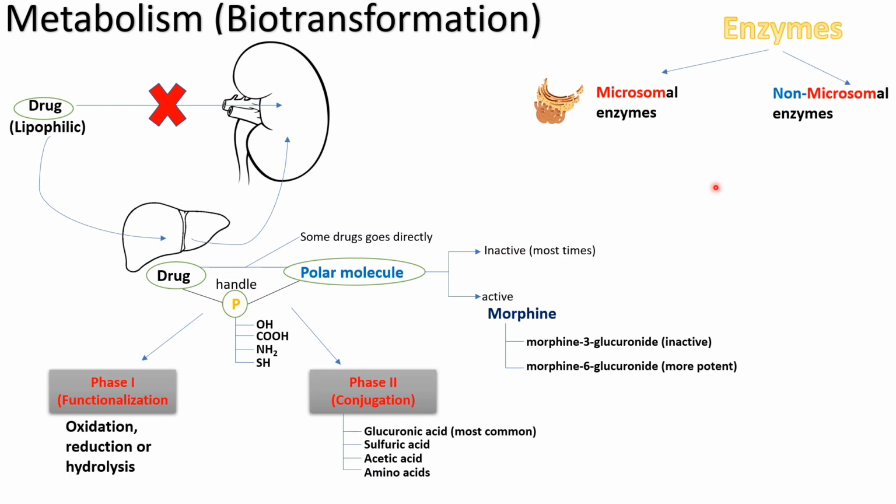Okay then, what are these enzymes? The most important ones are actually a group of enzymes called Cytochrome P450 or CYP450. And this family of enzymes is the group responsible for the oxidation reaction. And these reactions are one of the phase 1 reactions.